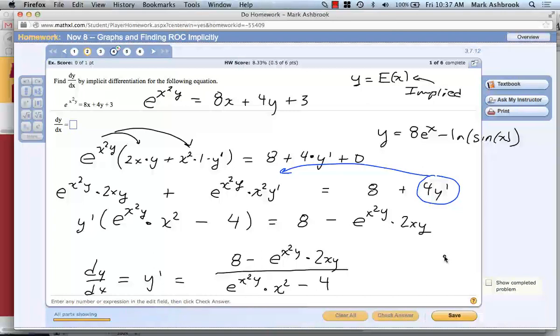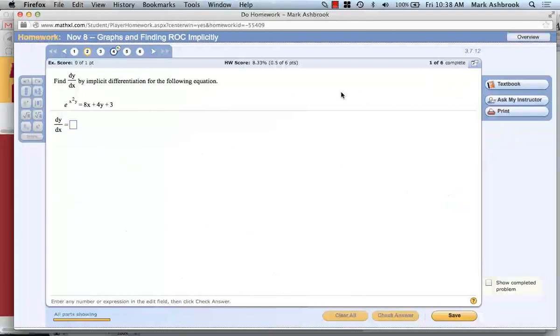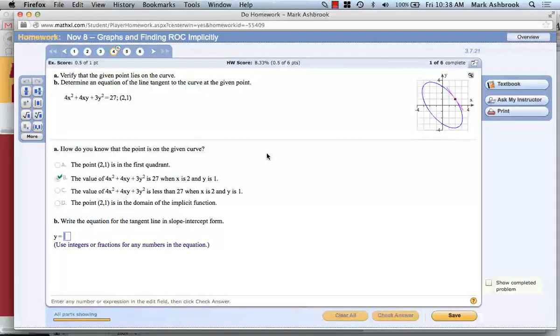Okay, and let's look at number 4. So these are the ones that gave us the most trouble. Last chance on this one. Okay, cool. And then number 4 is this one.